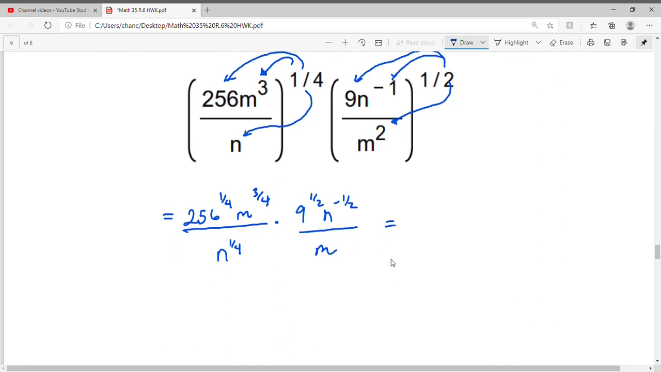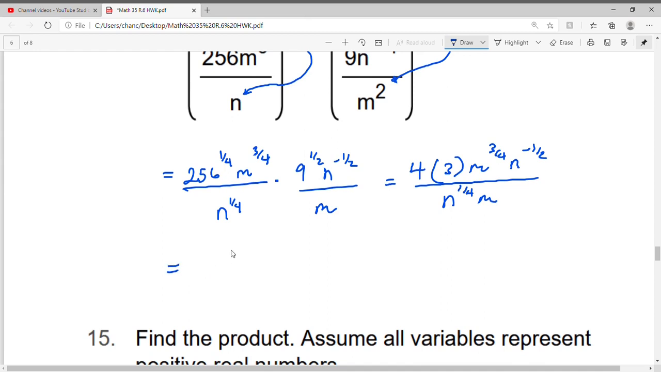Now we can simplify some of these on a calculator. According to my calculator, 256 to the 1/4 power is 4, and 9 to the 1/2, we can write that as 3. So let's put 4 times 3 into the front. 9 to the 1/2 is 3. 256 to the 1/4 is 4. We have m to the 3/4, n to the negative 1/2, and then on the bottom we'll write n to the 1/4 m.